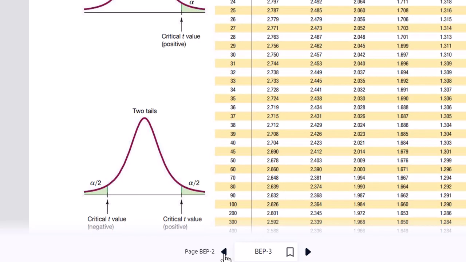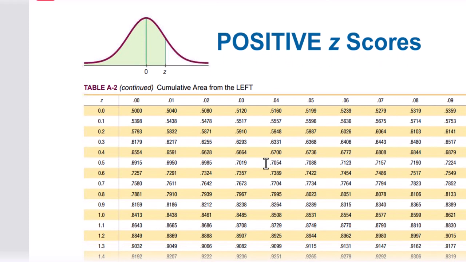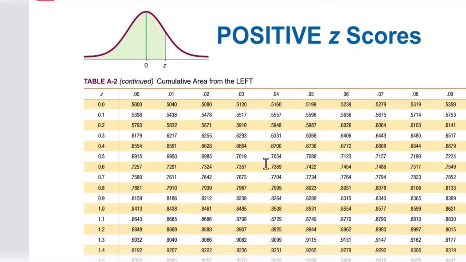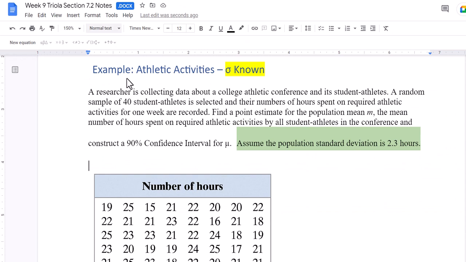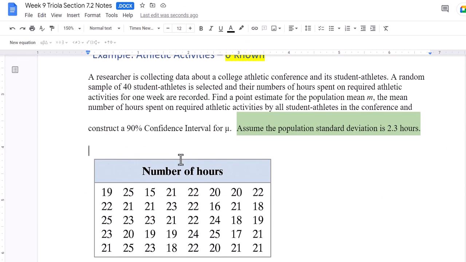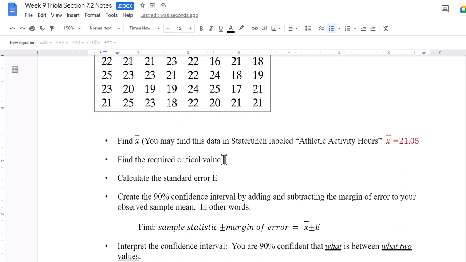So we're going to go over here to the z-scores and we're looking for a 90% confidence interval, right? 90% confidence. So what do we need to do? Our alpha is going to equal 1 minus 0.90, which is 0.10, and then we need to do alpha over 2. So then our alpha over 2 is 0.05.